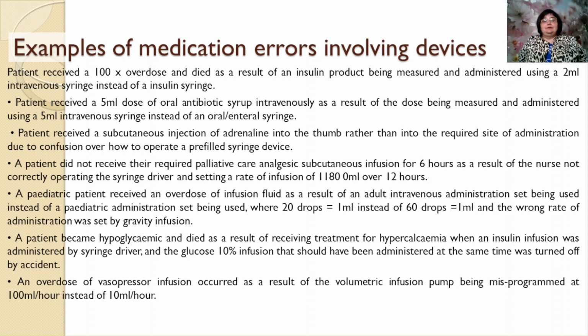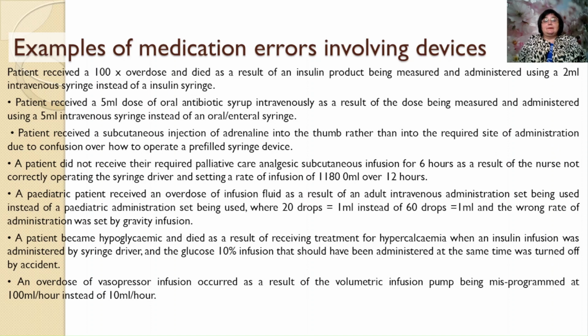A patient received a tenfold overdose of insulin as a result of the insulin product being measured and administered using a 2 ml intravenous syringe instead of an insulin syringe. A patient received a 5 ml dose of oral antibiotic syrup intravenously as a result of the dose being measured and administered using a 5 milliliter intravenous syringe instead of an oral and enteral syringe.